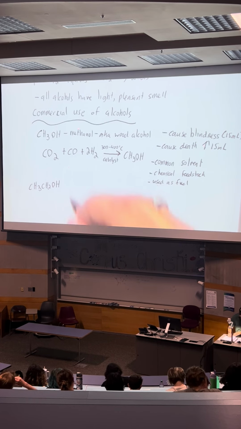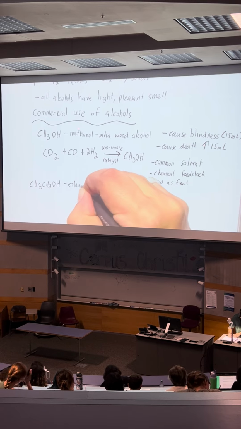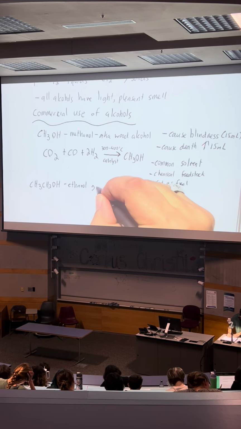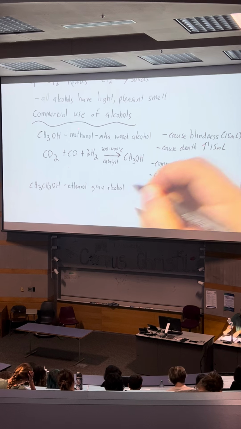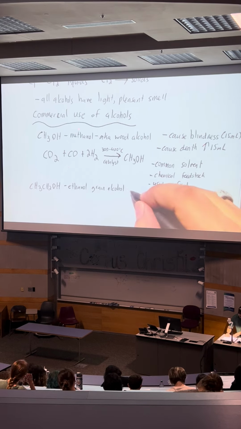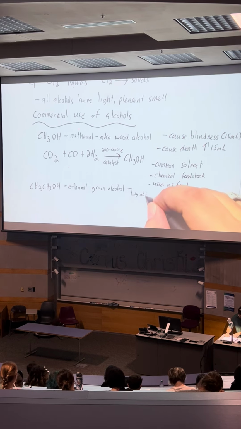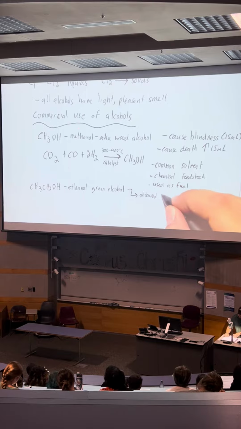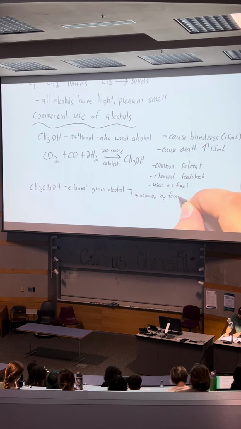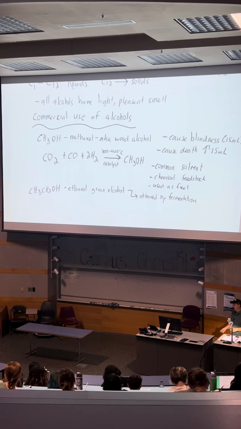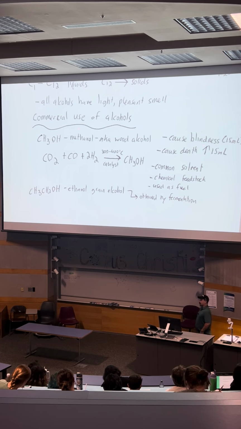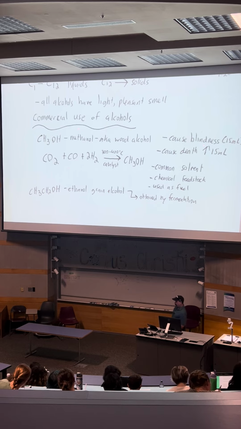All right, ethanol, also known as grain alcohol, although we know grain is not the only thing that you can ferment to get ethanol. It's obtained by fermentation. So there's such a thing as rice wine. You can ferment rice, you can ferment grapes, you can ferment rye.